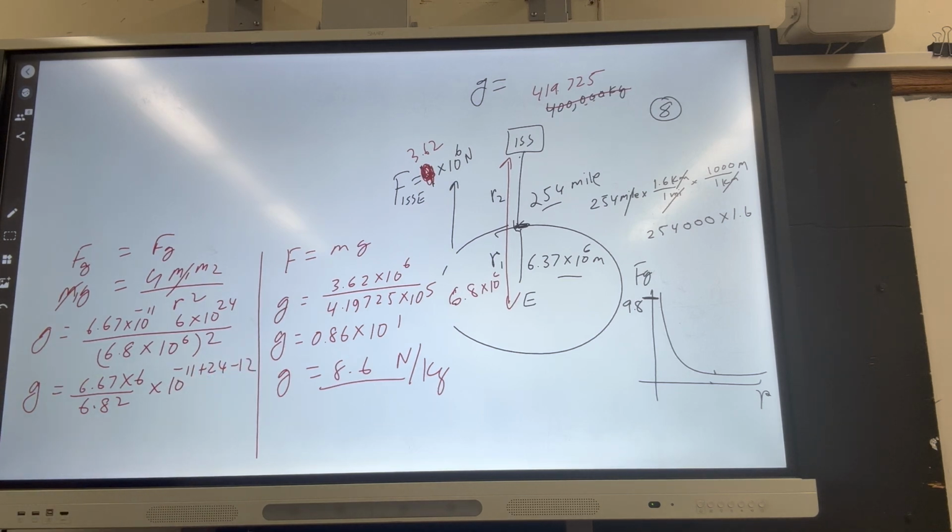So 6.67 times 6 divided by 6.8 squared gives 0.86 times 10. So G is equal to 8.6 Newton per kilogram, which is what we expected.